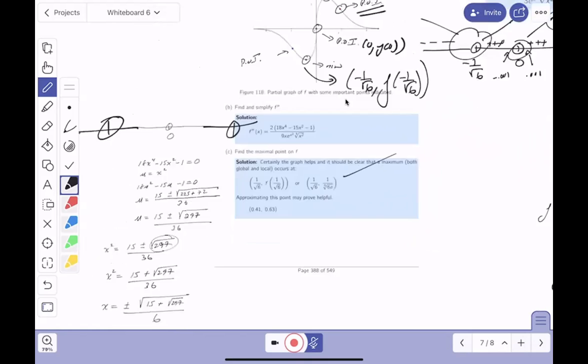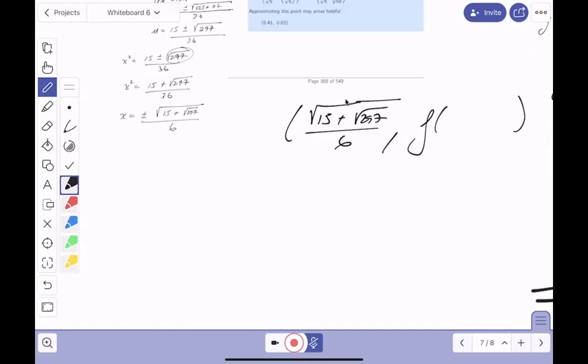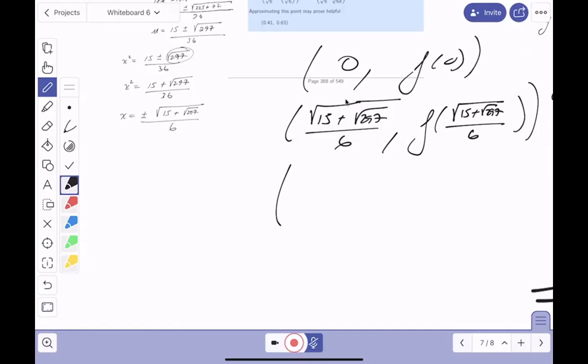What's this point of inflection over here? I'll write it down for you. It's going to be root of 15 plus the root of 297 over 6, f of that number. I'll write that down for you. No, I wouldn't expect anybody to compute that. And what's the other point of inflection going to be? Again, one point of inflection is 0, f is 0. The other point of inflection is going to be minus that, and f of minus that. It's nice to have a graph, by the way.